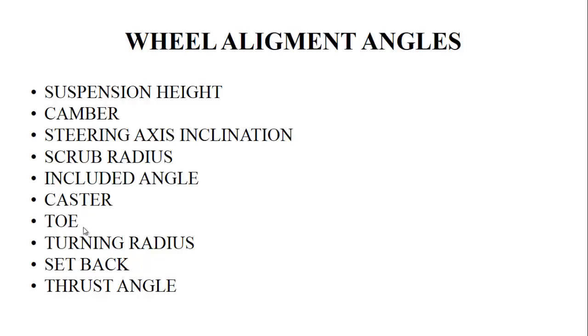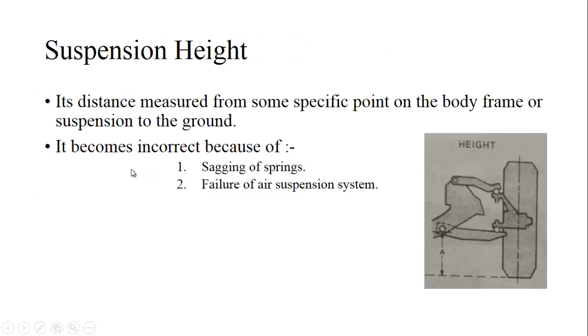So next thing is suspension height. It is a distance measured from some specific point on the body, frame or a suspension to the ground. Here in this figure, the A is your suspension height. It becomes incorrect because of the bending of your suspension part, sagging of your spring, failure of air suspension system if it is provided. This suspension height directly or indirectly affects your steering geometry. So that's why the suspension height is an important parameter.